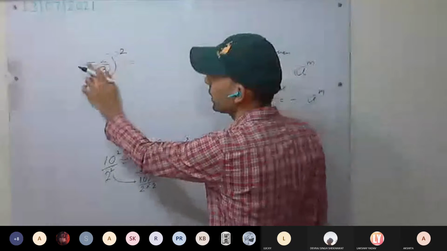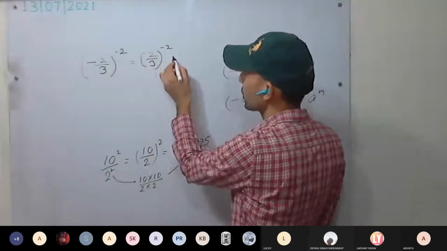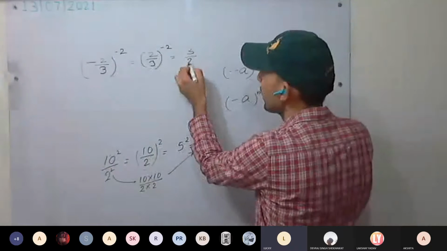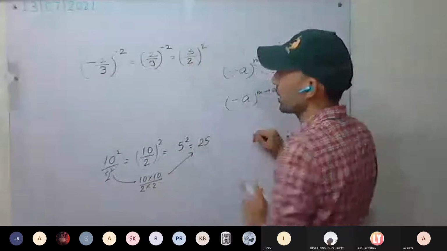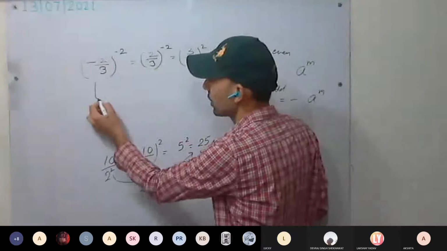First I am removing this minus sign. It will be (2/3) raised to power minus 2. And now we have to take the reciprocal: (3/2) the whole square. Okay, you can do like this, or you can do like this also.